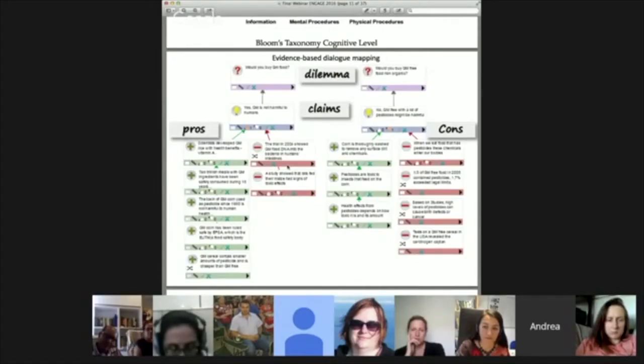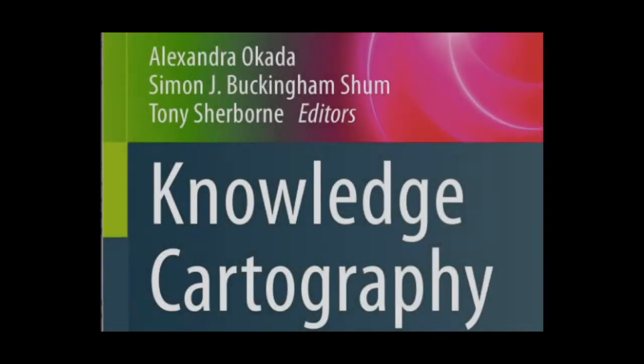And a lot of this work comes from the research around those representations. It helps them build that understanding. So I hope those help. And then, as you see here, a lot of this and a lot of other ideas are available if you look at the book, The Knowledge Cartography.